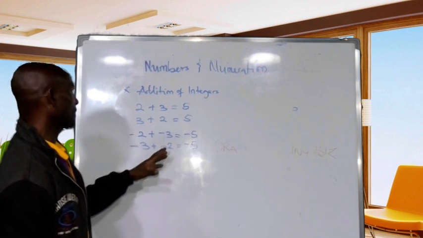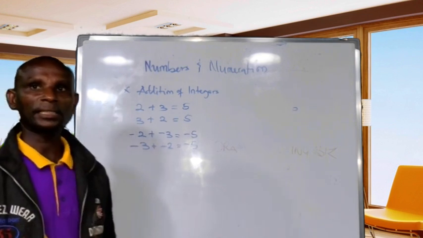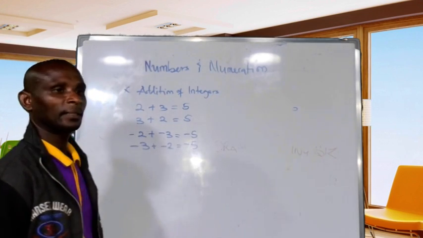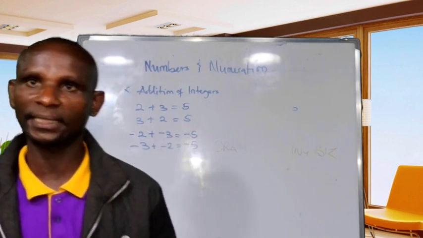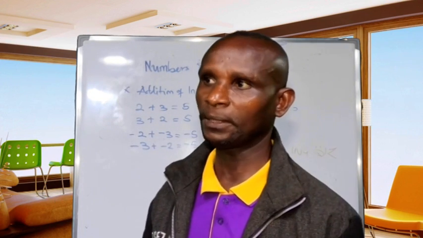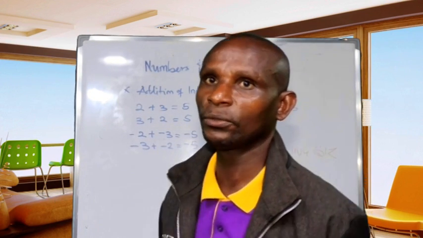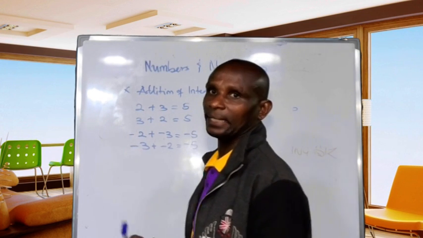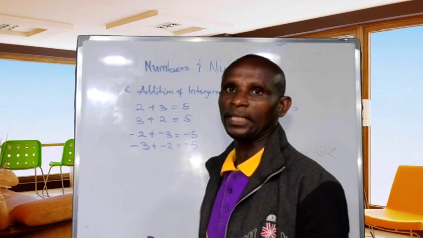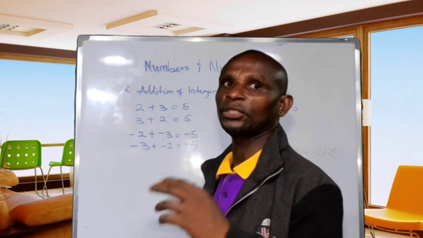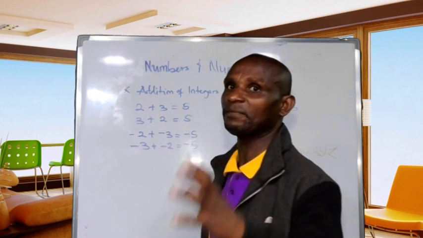Now let me explain this in such a way that you can easily assimilate it. Let's assume negative is a debt that you are owing somebody. Then the positive is what you have with you. Now if, for example, you are owing somebody 2 bananas, and along the line you go back to his house to get another 3 bananas, you will now discover that you'll be owing the person 5 bananas.